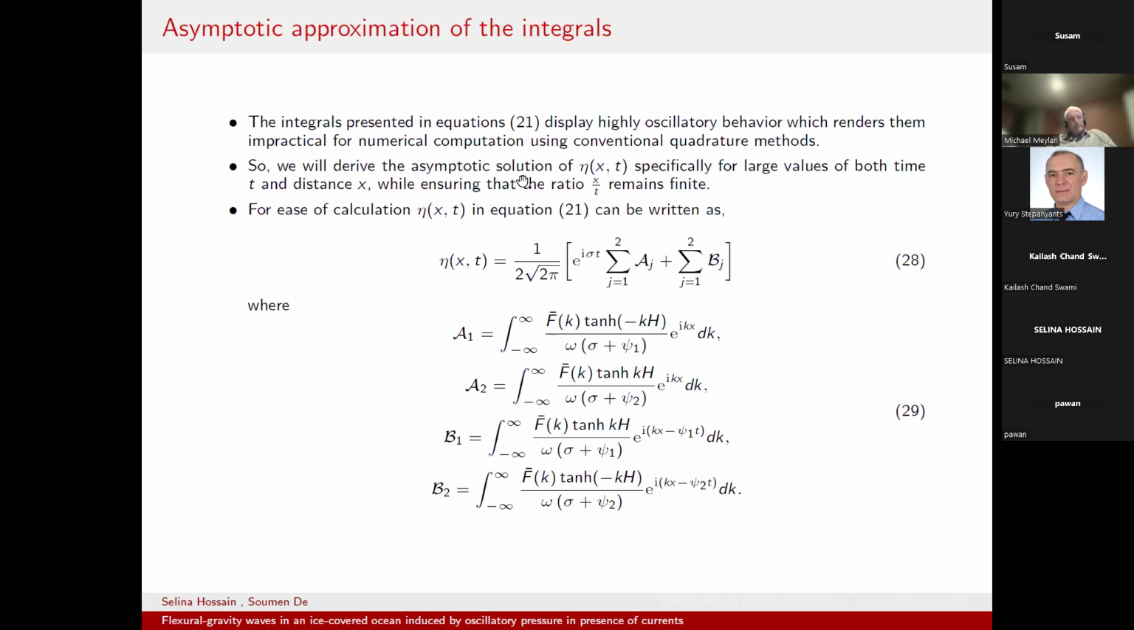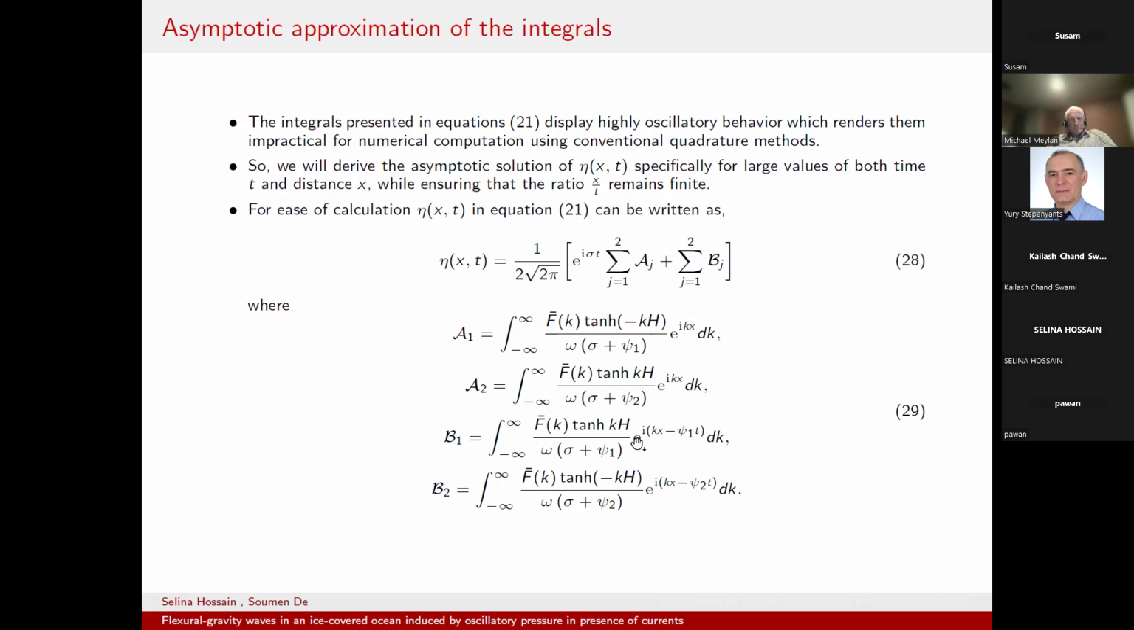Now, the integrals in equation 21 display highly oscillatory behavior, and due to this reason, we cannot evaluate these integrals by any conventional quadrature methods. So we will derive the asymptotic solution of eta x t for large values of time and distance x, considering the ratio x by t as finite. For calculation, eta x t can be written as equation 28, where A1, A2, B1, B2 are the integrals mentioned in equation 29. We have to solve these integrals asymptotically.